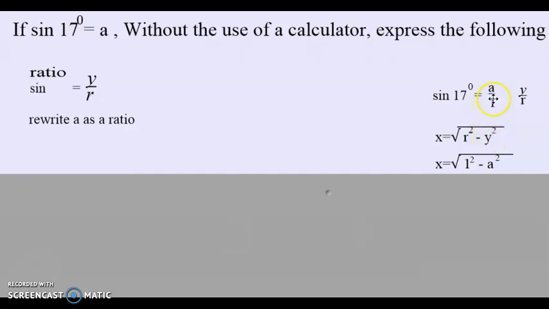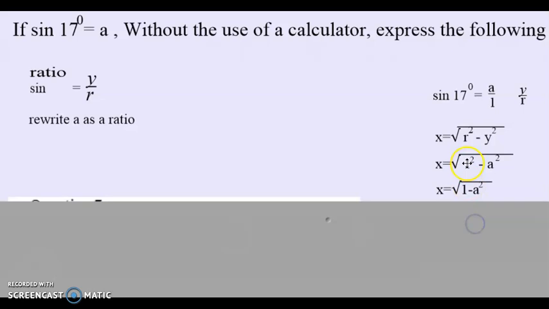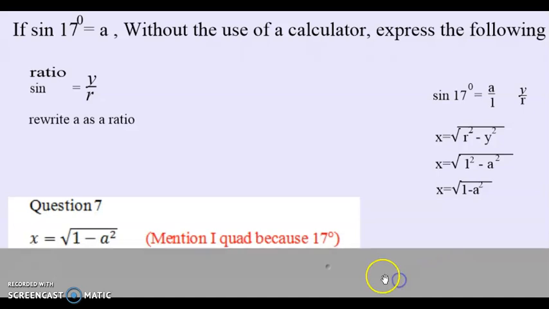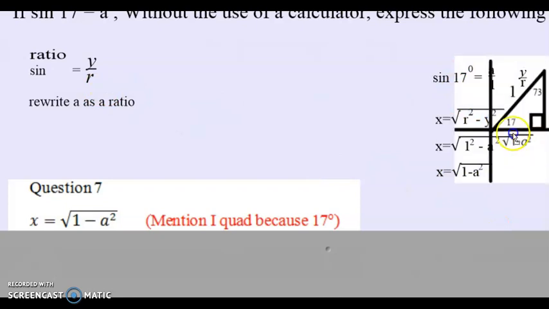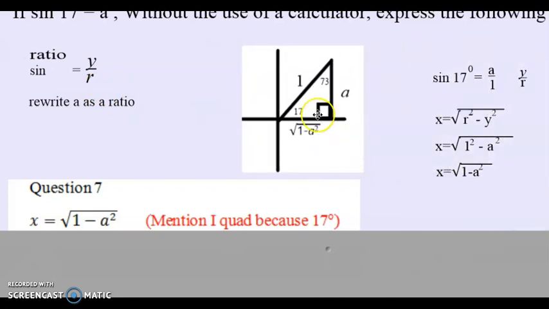And don't forget, don't put the R value in the place of the Y and the Y value in place of the R. The R value for us is 1. So 1 squared minus the Y value, A squared. Calculate: 1 squared is 1 and A squared remains A squared. Now that I have my X value, do remember, 17 degrees is in the first quadrant. So it does not matter what you do, you draw your sketch as the first quadrant with 17.